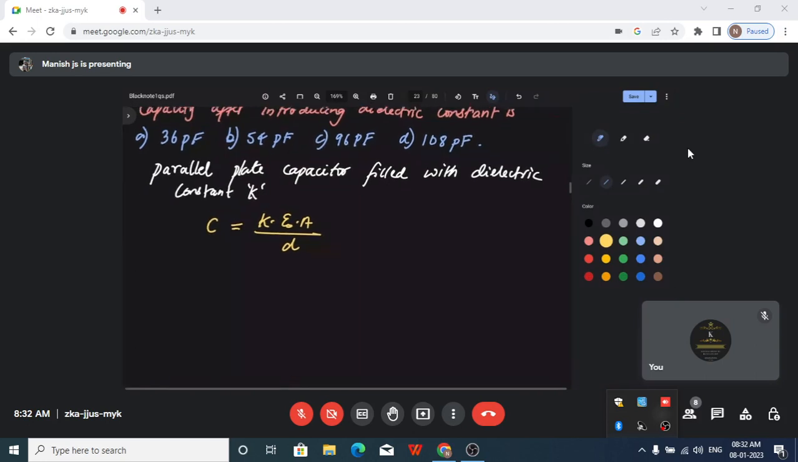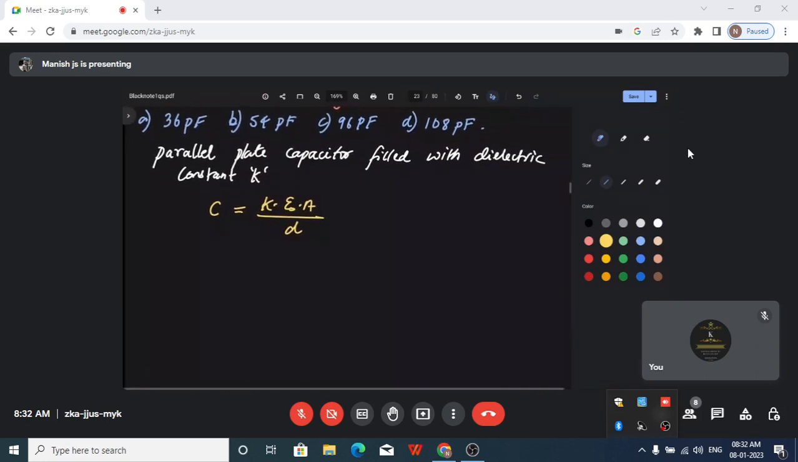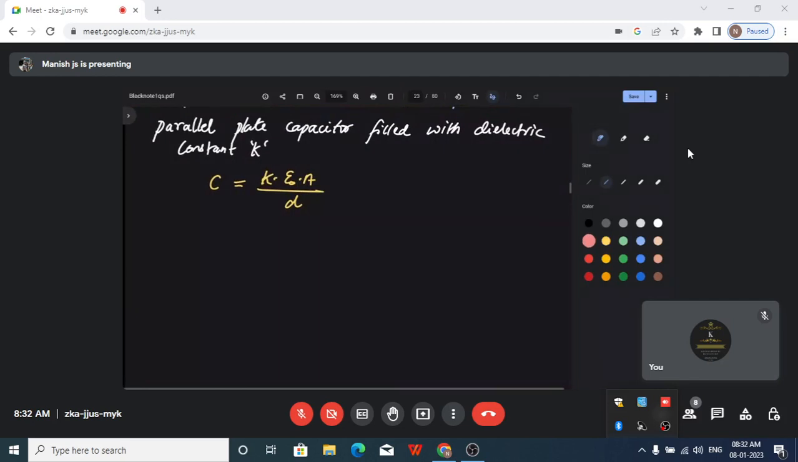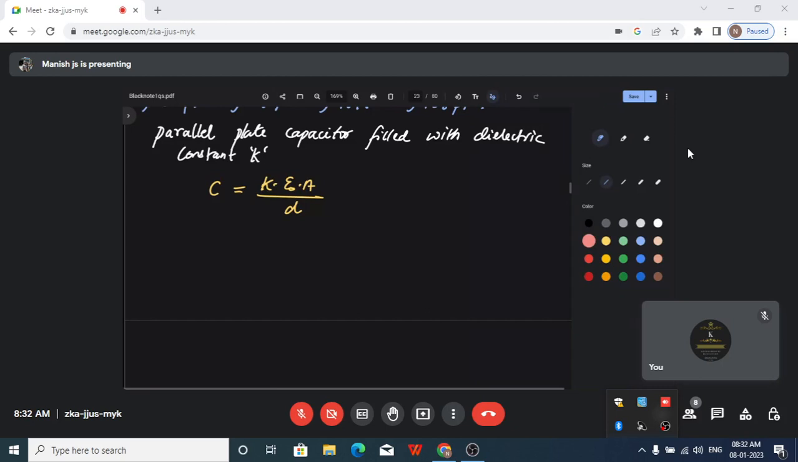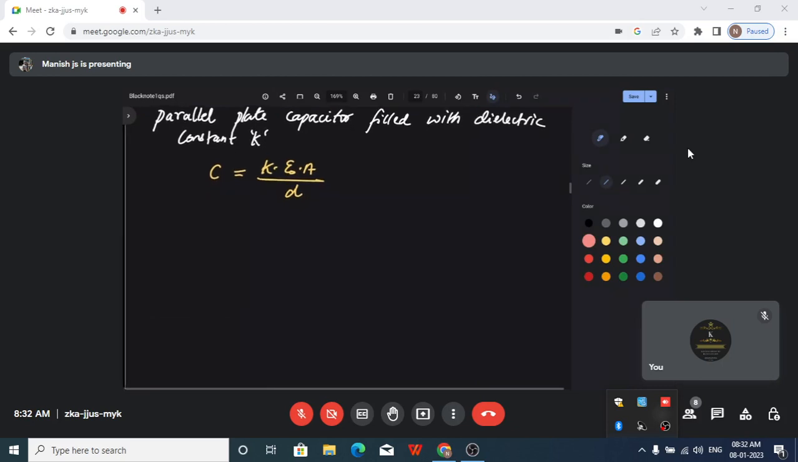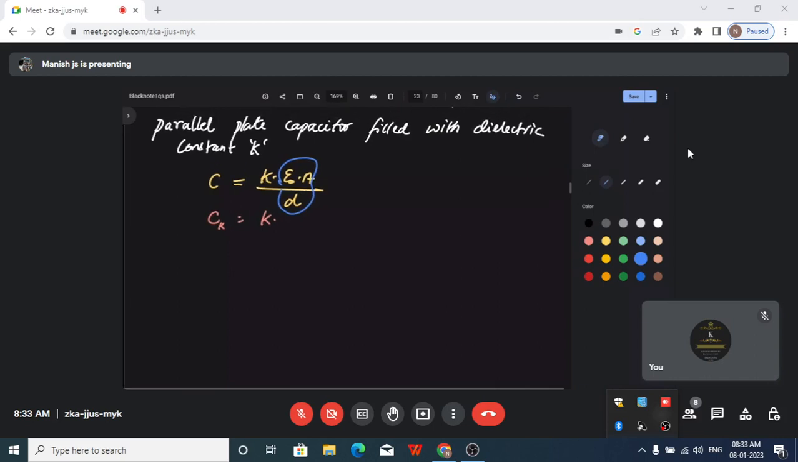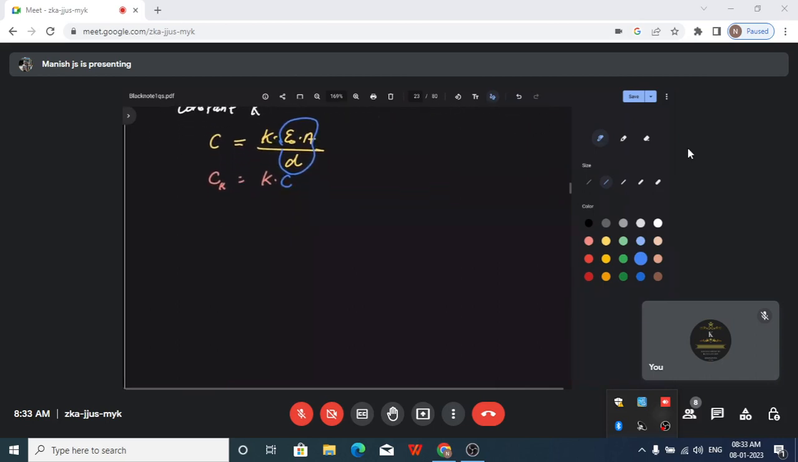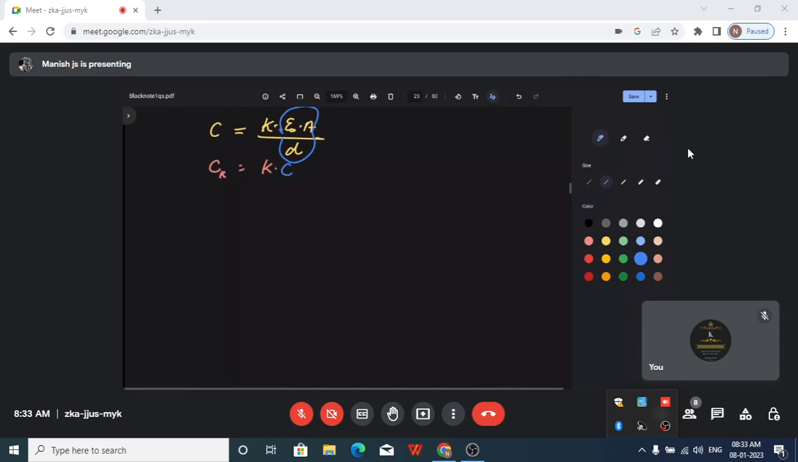Okay? So K value they have given. Without dielectric, what is the formula? Just epsilon naught A by D, the formula without dielectric. So you can take this as C. With dielectric it is K times this. What about this epsilon naught A by D? It is without dielectric, so we can just take it as C. So C is just without the dielectric. Simple. That is the only relationship. Okay?